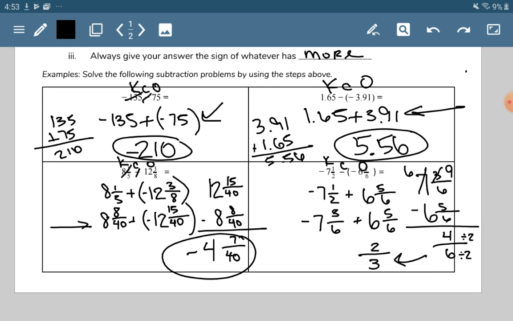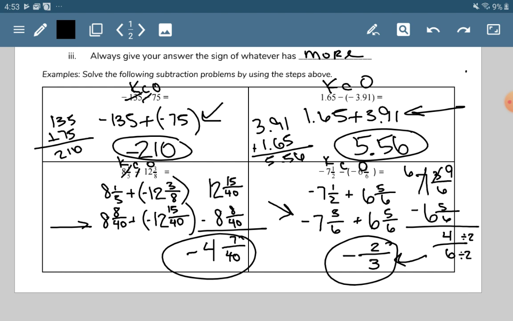The final thing I need to do is check my sign. So I look back at this addition problem. You always ask yourself, what do you have more of? 7 is bigger than 6 in my whole number, so I have more negatives. Therefore, my final answer is a -2/3.